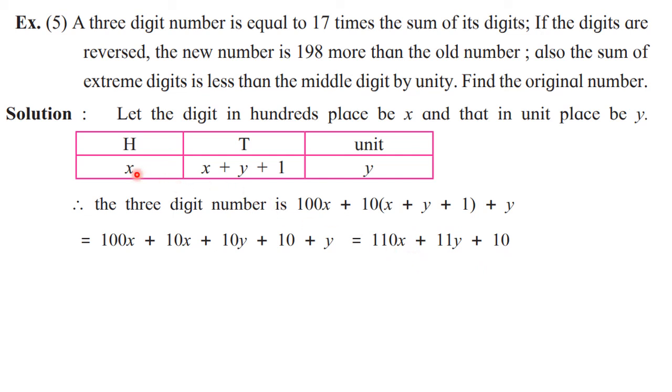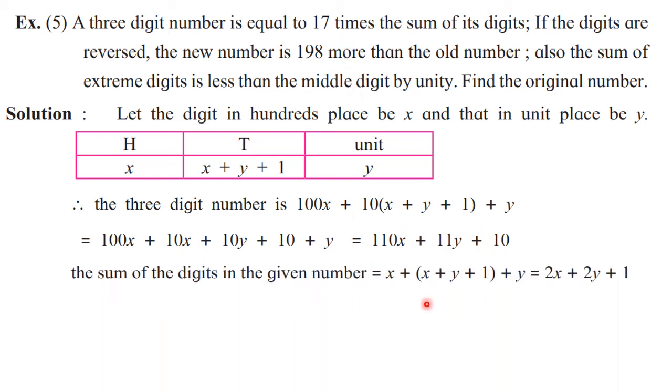And the sum of digits means this plus this plus this, that means the digit at the hundreds place plus the digit at the tens place plus the digit at the units place. As I have said, break the statement here. "Is" stands for equal to. So this is your left hand side, a 3-digit number, equal to 17 times the sum of the digits. First we have found out the sum of the digits: hundreds place, tens place and units place. So the sum is 2x plus 2y plus 1.